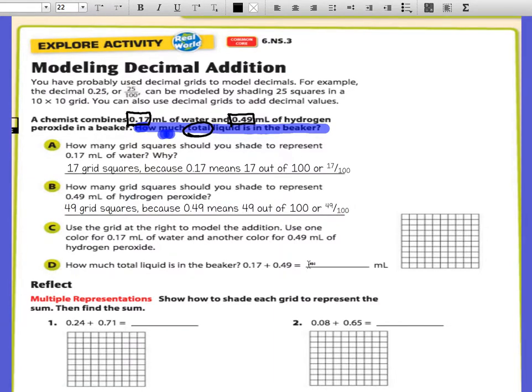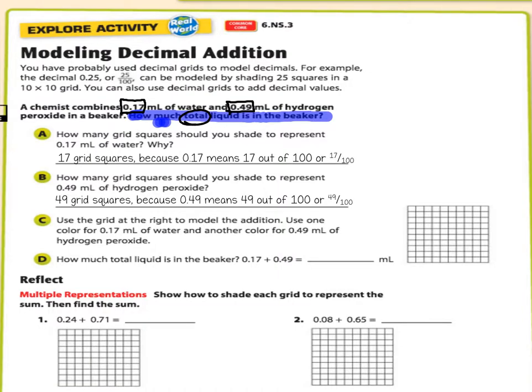Okay, so we're going to use the grid square to the right to model the addition. We're going to use one color for 17 hundredths milliliters and another for 49 hundredths milliliters. So if you don't have two different colors, you can shade lightly for one and then color more darkly for the other to give that differentiation.